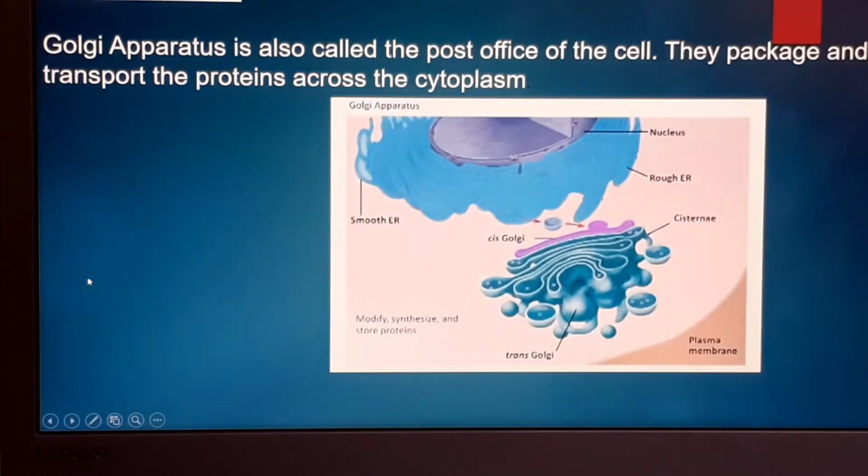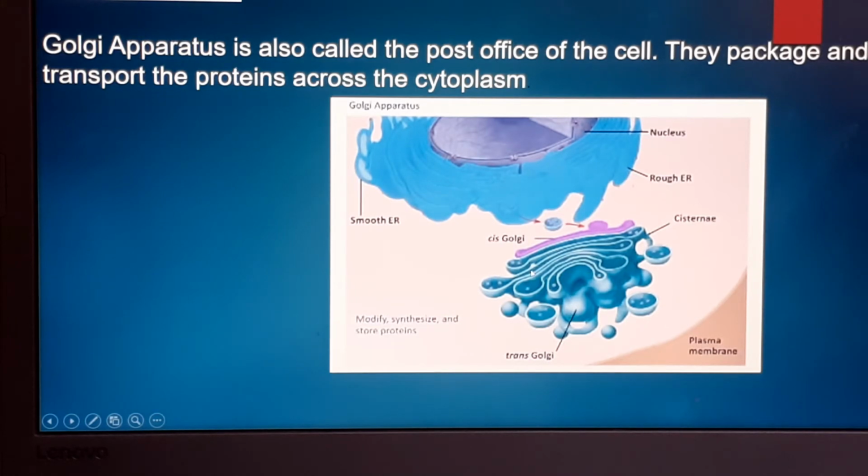Next one, Golgi apparatus. Golgi apparatus is also called the post office of the cell. Here what happens? They package and transport the protein across the cytoplasm. See here, this is the endoplasmic reticulum. Here outside that we have the Golgi apparatus. It has a structure like this: trans Golgi, cisternae, cis Golgi. These are all its parts.